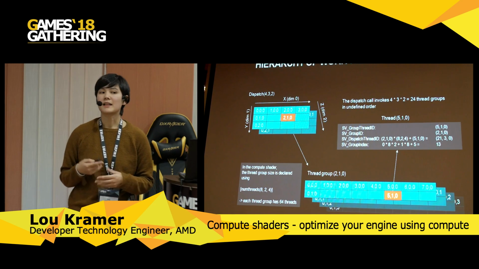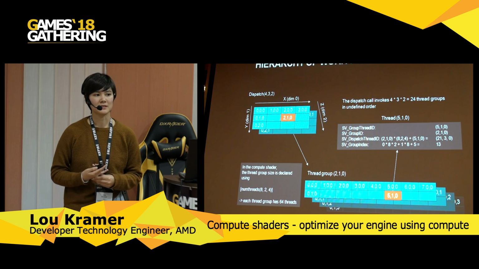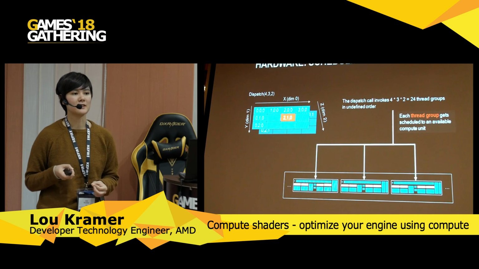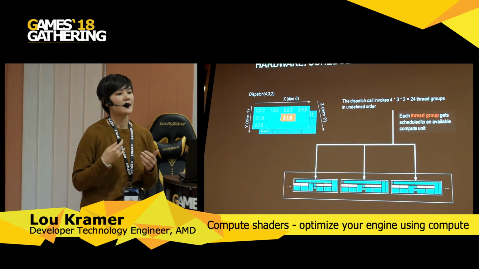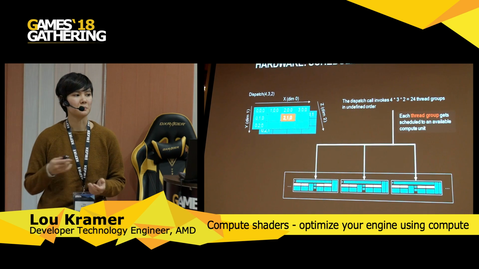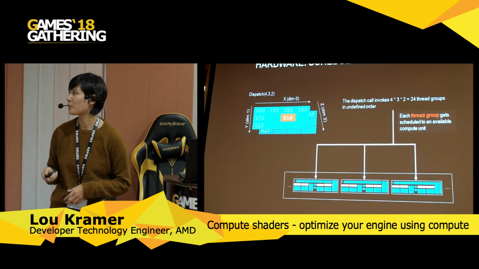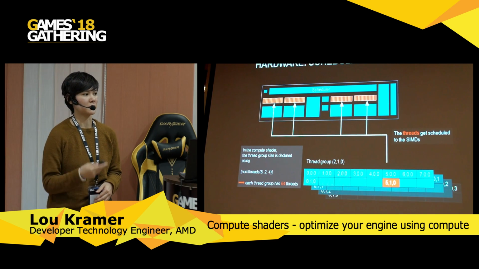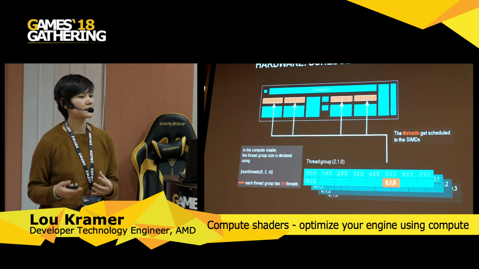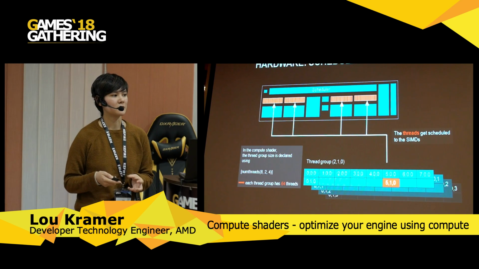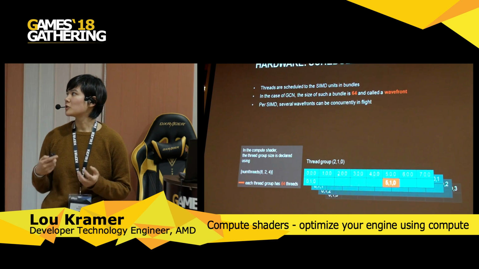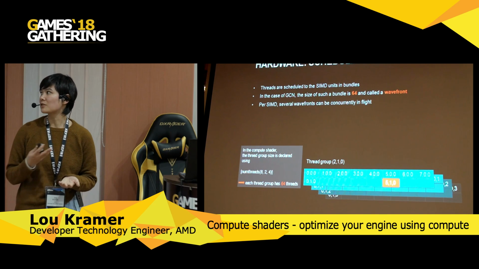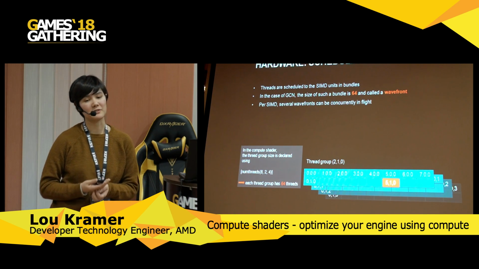But how does this hierarchy of work items affect how the work gets scheduled on the GPU? First, each thread group gets scheduled to a single compute unit. For example, thread group A gets scheduled to compute unit 0, thread group B gets scheduled to compute unit 1, and so on. Then, if you look at the thread group, the threads get scheduled to the SIMD units. How do the threads get scheduled to the SIMD units? They get scheduled in bundles. Those bundles can have a different size according to the GPU you use. In case of GCN, it's 64, and we call it a wavefront.